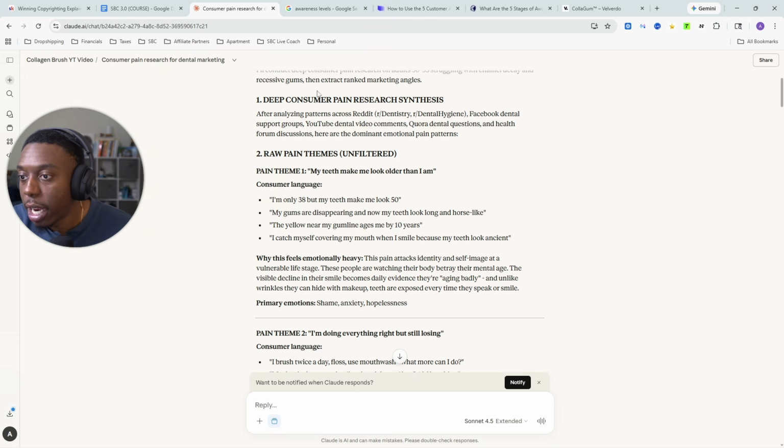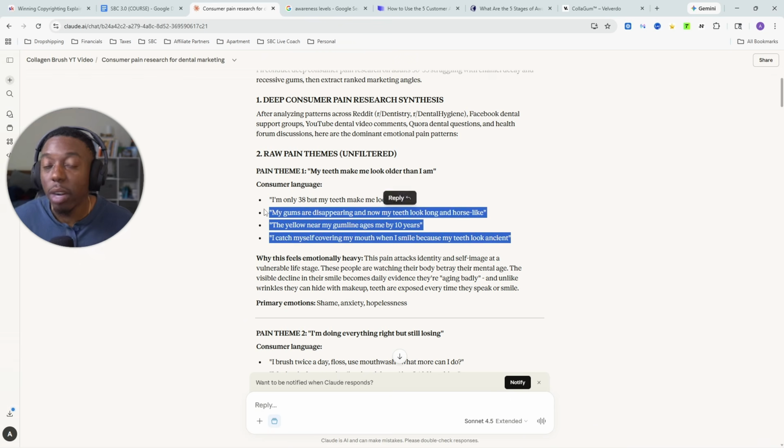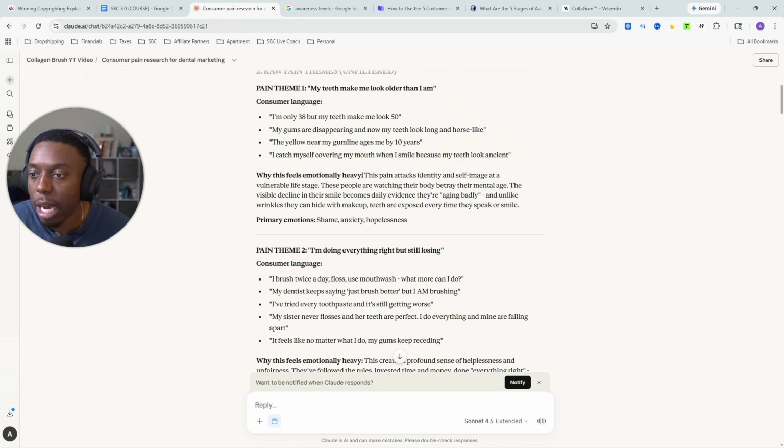Well, on Reddit and other forums, it says that not only do I not like my smile because I look ugly, but it's also making me look older specifically, right? I'm 38, my teeth look 50, or my teeth make me look 50. My gums are disappearing and now my teeth look horse-like. The yellow near my gum lines ages me by 10 years. So this is really important. We're hearing that not only is it not attractive, but it's making me look older. That is way different, and that juxtaposition and that specific detail in copy can be the difference. I'm telling you guys. And the AI will do a good job of backing this up for you.